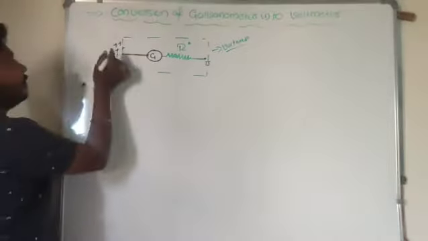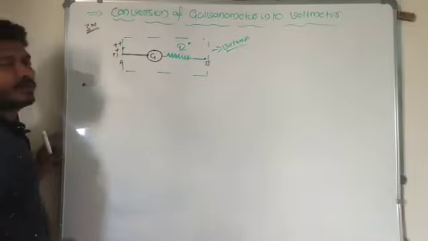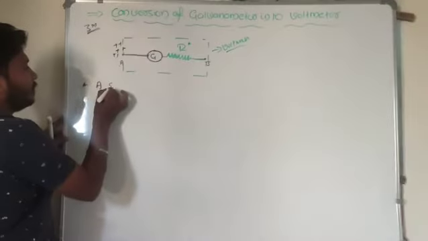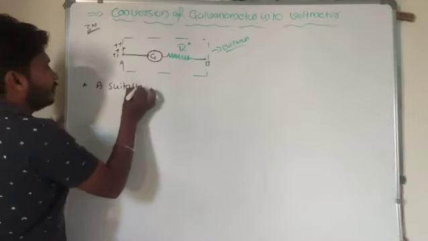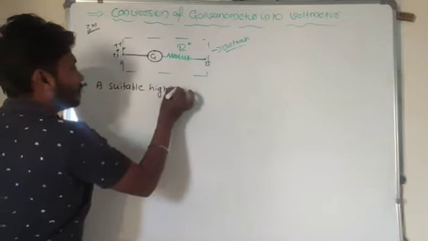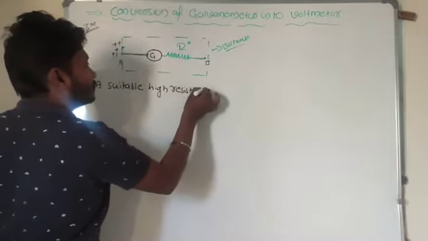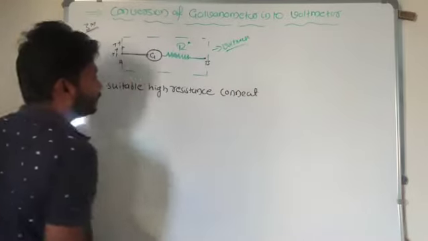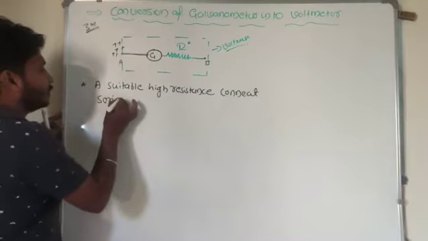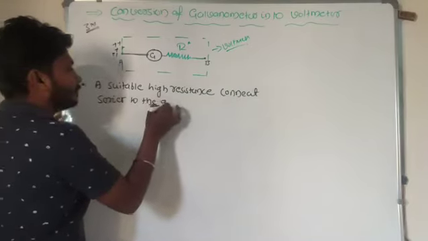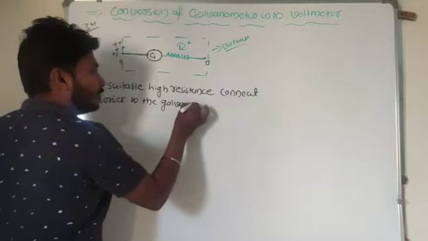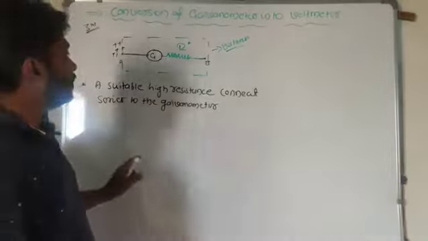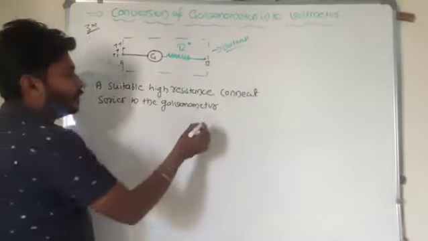How to convert a galvanometer into a voltmeter? For a theory examination, they will ask this question for 3 marks. First you draw the circuit diagram here. A suitable high resistance connected in series to the galvanometer. Then the galvanometer behaves as a voltmeter.